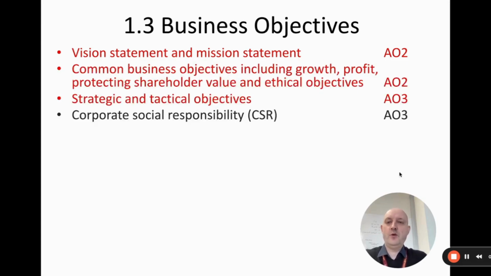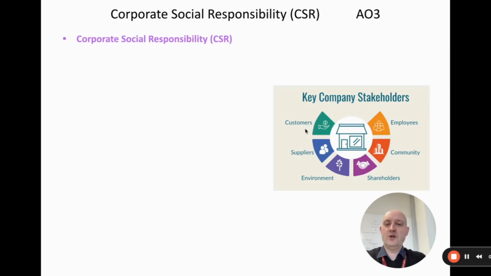So in the first video we did these three learning objectives here: vision statements and mission statements, objectives, and more on objectives. In this video we're going to cover one learning objective, which is corporate social responsibility, which as we'll see is another objective that firms hold. So let's define the term corporate social responsibility. This is also known as CSR, which is the acronym for corporate social responsibility.